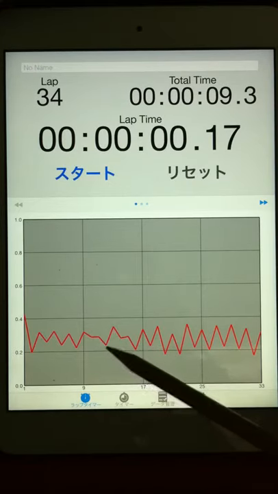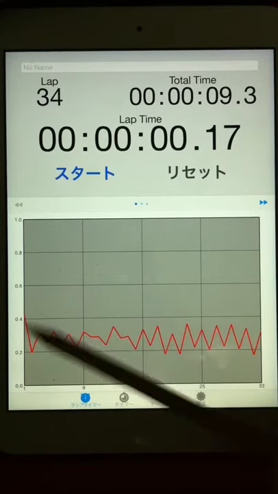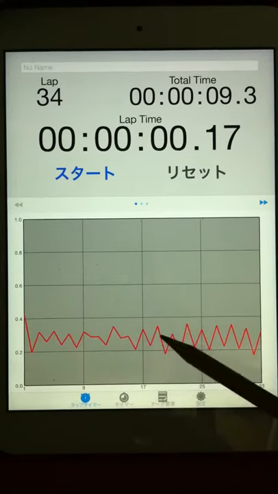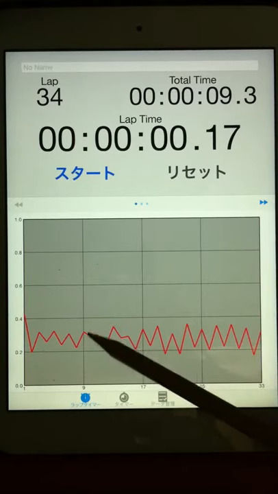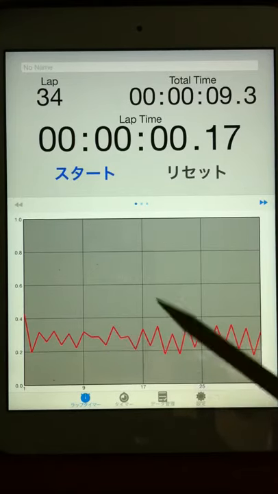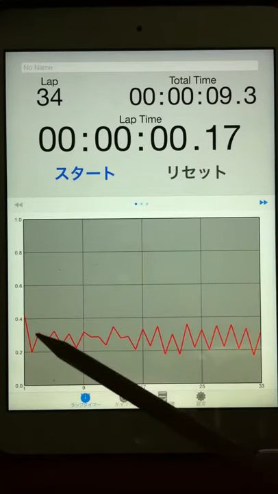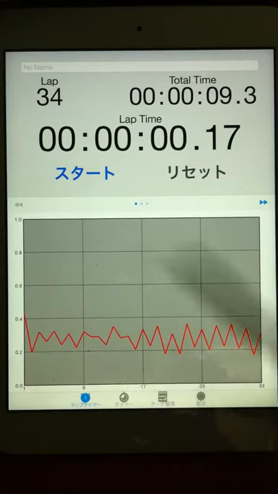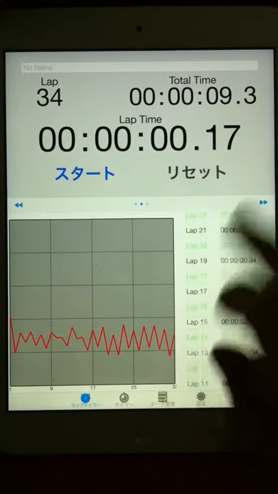Descend. Two mountain, usually 1, 2, 3, 4 mountain. 1, 2, 3, 4 mountain. But this one, 1, 2 mountain. So this is a modest bounce, and this is a strong bounce.